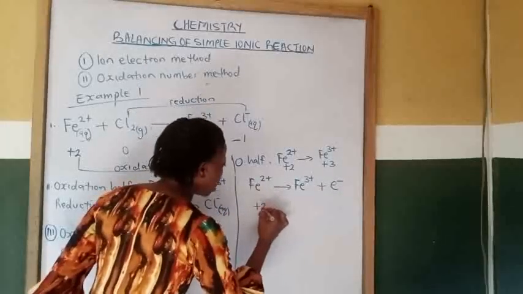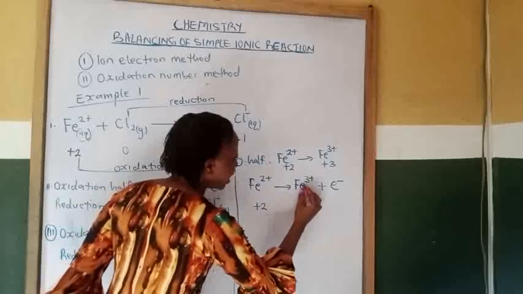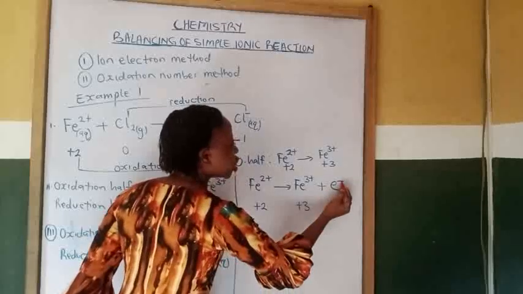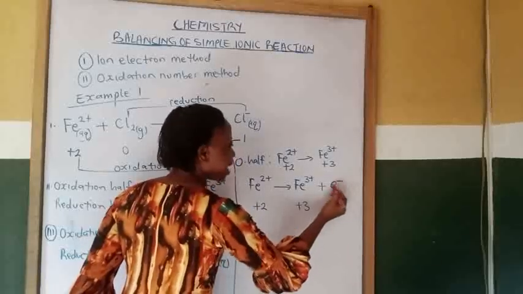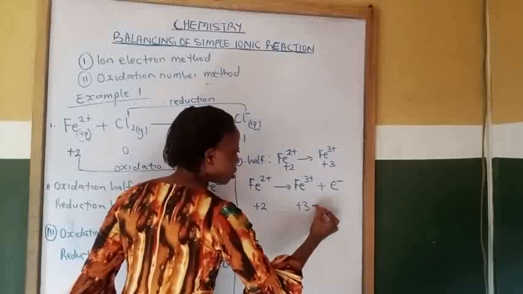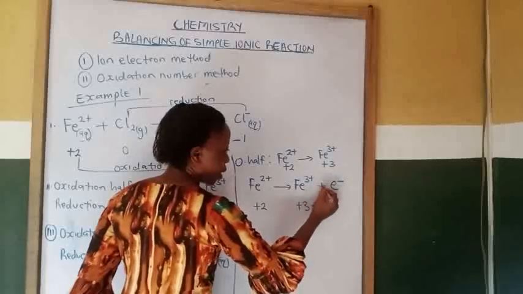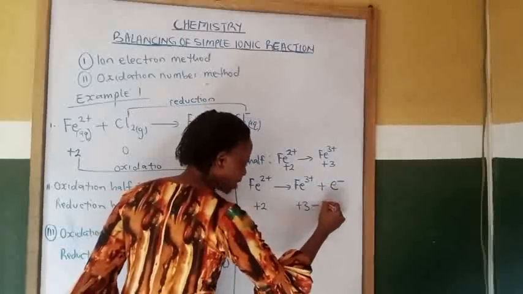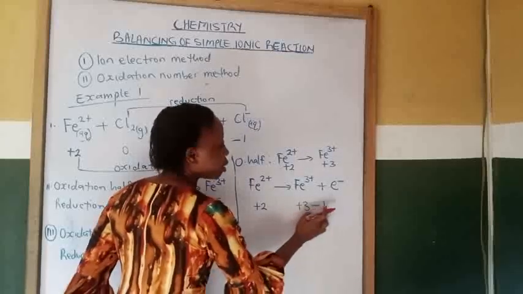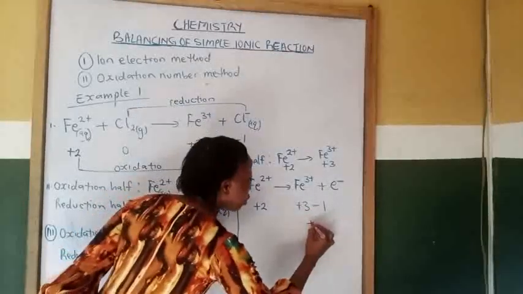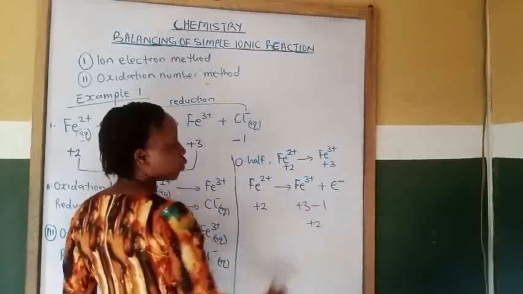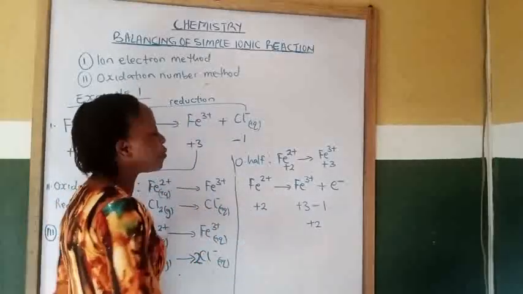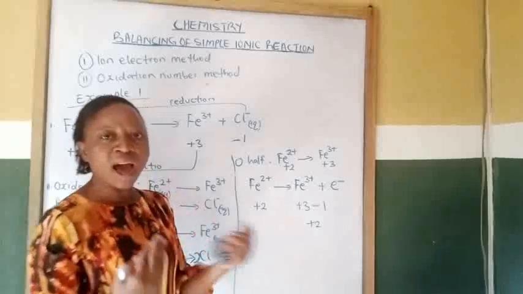Now let's see. The charge on this one is plus 2. The charge on Fe is plus 3, and the charge on electron is minus. Plus times minus will give me minus. The coefficient of this electron is 1, so plus 3 minus 1 will give me plus 2. Therefore, plus 2 equal to plus 2. So we have equalized the number of electrons at both sides.